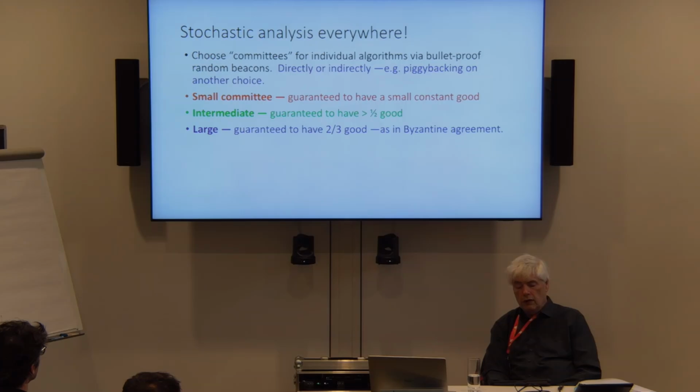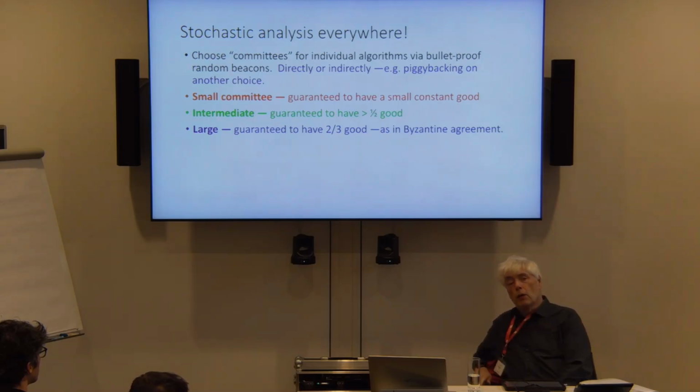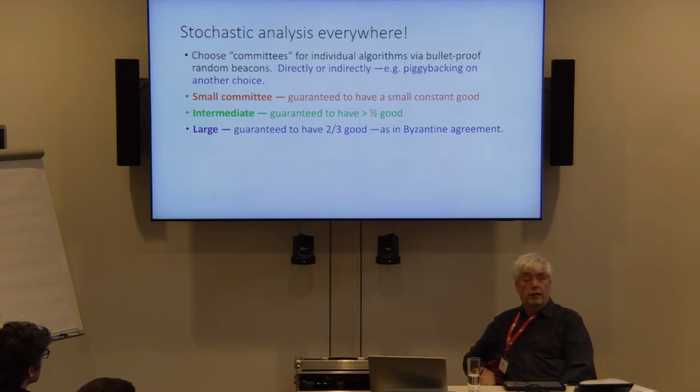So what I'm going to do is use committees for individual algorithms via bulletproof random beacons. I say bulletproof here because we're absolutely dependent on the fairness of our choice of these committees. And this can be done directly. In other words, I might choose a particular committee from a specific random beacon, or I might rely upon some other choice that somebody has made for a different purpose. For example, picking the last n block creators in a blockchain or something like that.